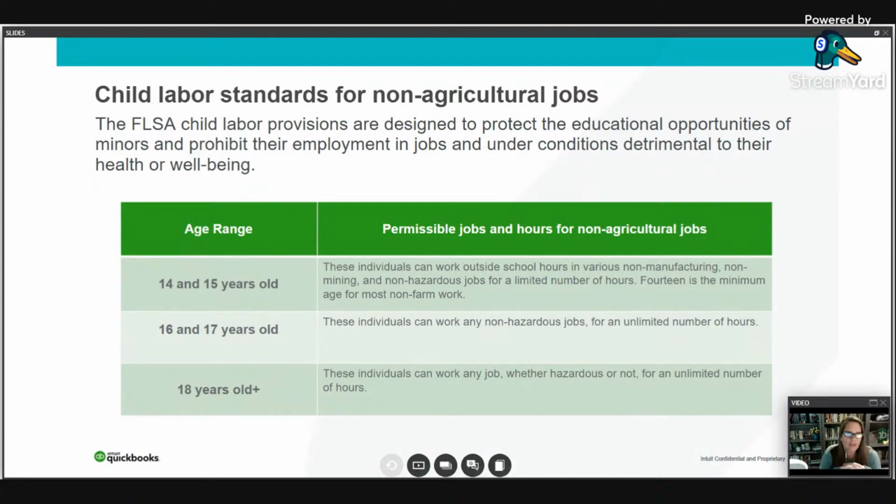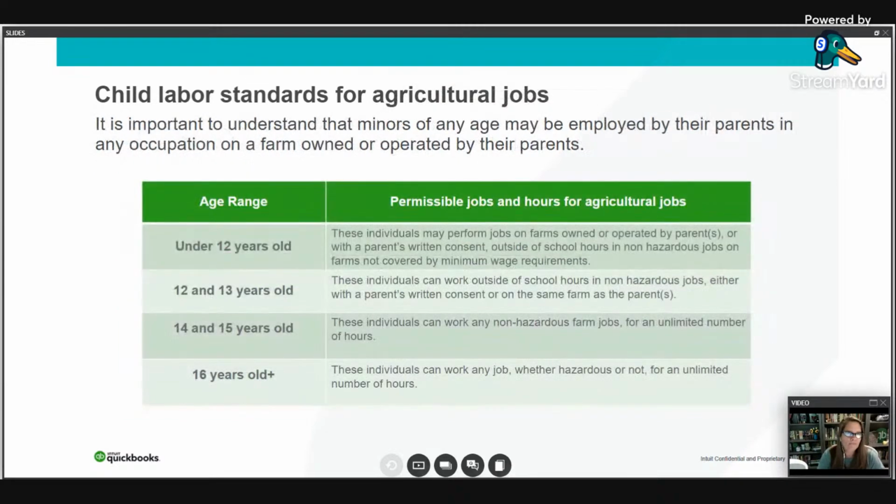So the FLSA child labor provisions protect educational opportunities for minors and prohibit employment in jobs and under conditions that may be detrimental to their health or well-being. I'm not going to read all of these, but basically 14 and 15-year-olds can work outside school hours in various non-manufacturing, non-mining, non-hazardous jobs. 14 is the minimum age for most non-farm work. 16 and 17-year-olds can work any non-hazardous jobs for an unlimited amount of hours. And 18 years old and above can work any job, hazardous or not, for any number of hours.